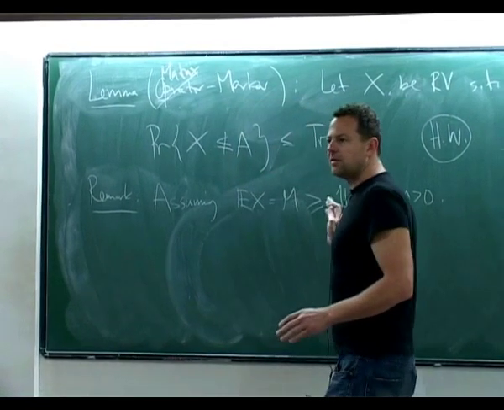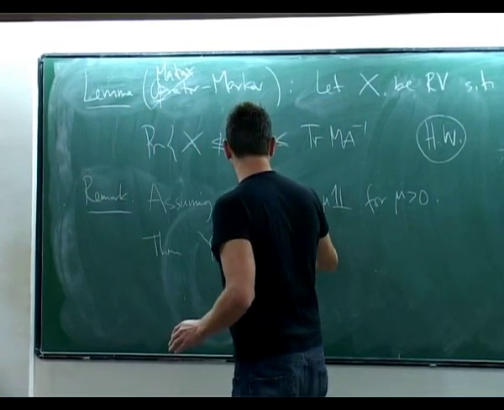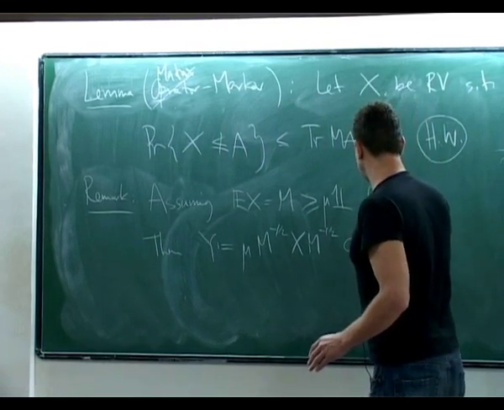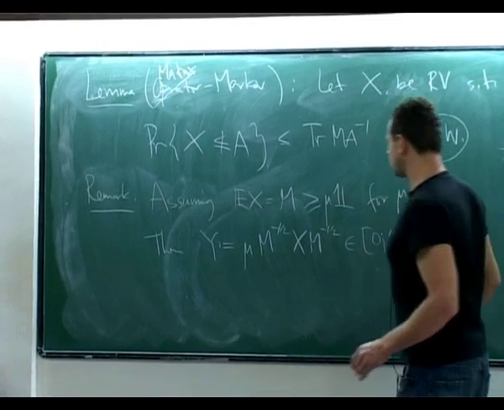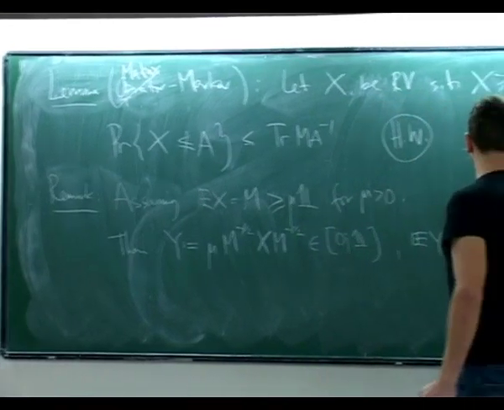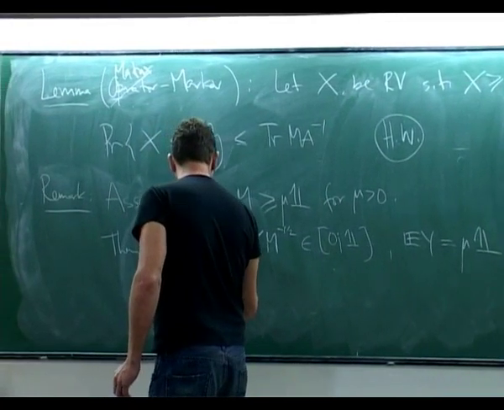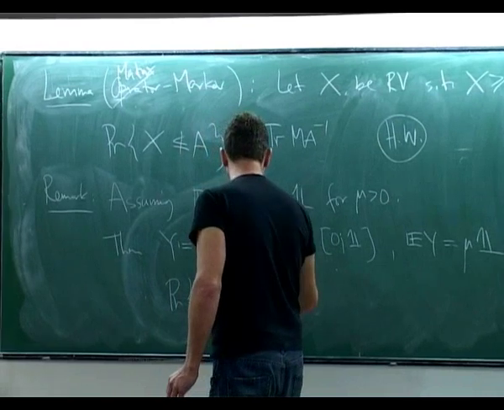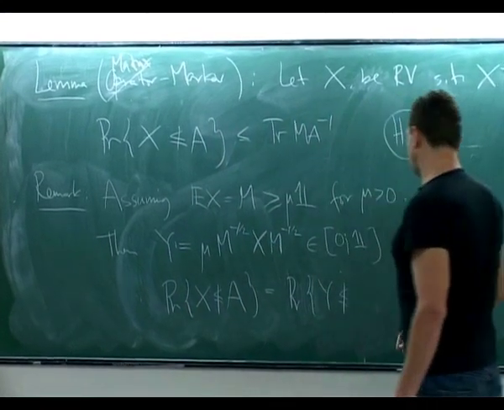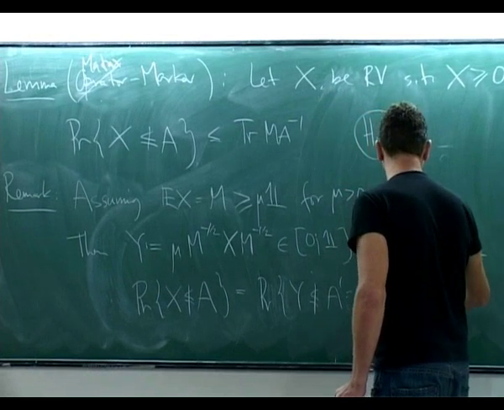So we have some lower bound on this ground. You might say this is some a priori knowledge on the distribution. Then y defined as m to the minus a half x m to the minus a half rescaled by mu is in the unit interval by assumption here. And the expectation of y is mu times identity. And of course, also true that the probability that x is not less than A is the same as the probability that y is not less than A prime, which is mu m inverse A m to the minus half.